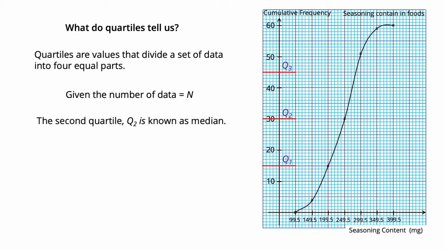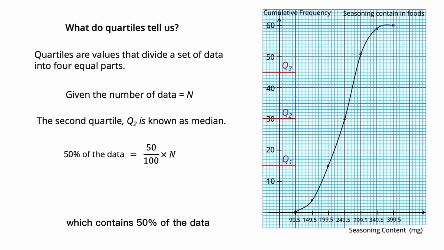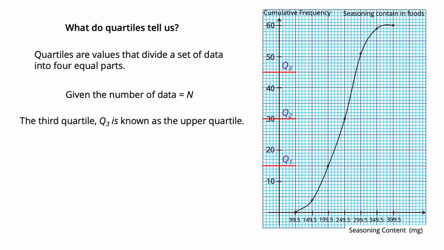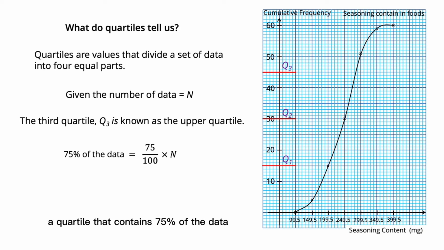The second quartile, Q2, is also known as the median. That is the middle value of a set of data, which contains 50% of the data. The median is half of the total frequency. The third quartile, Q3, is known as the upper quartile, a quartile that contains 75% of the data. That is 3/4 of the total frequency.